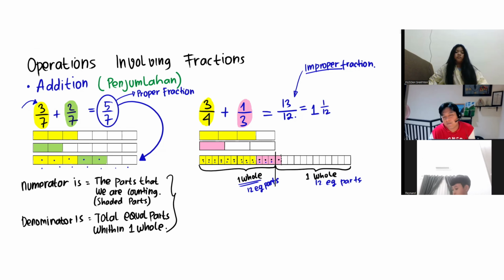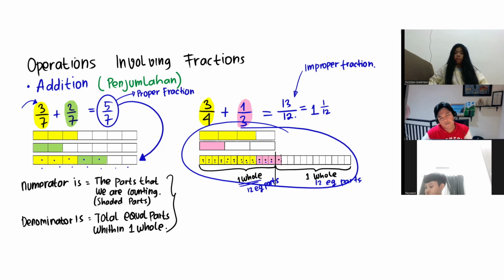If you still remember, probably your teacher taught you about this. Pecahan wajar, pecahan tidak wajar. But in this case, we call them proper and improper fractions. Any questions so far? So instead of representing every single fraction by drawing this kind of model, I would love to make a big conclusion. Does anyone know the way of finding 12 as the denominator here?